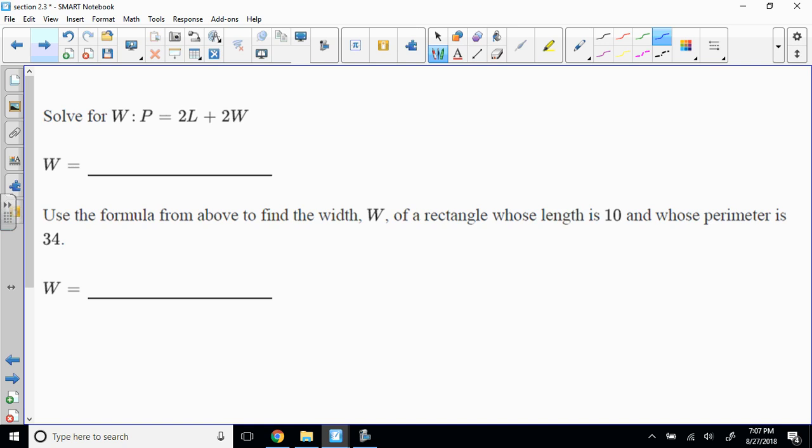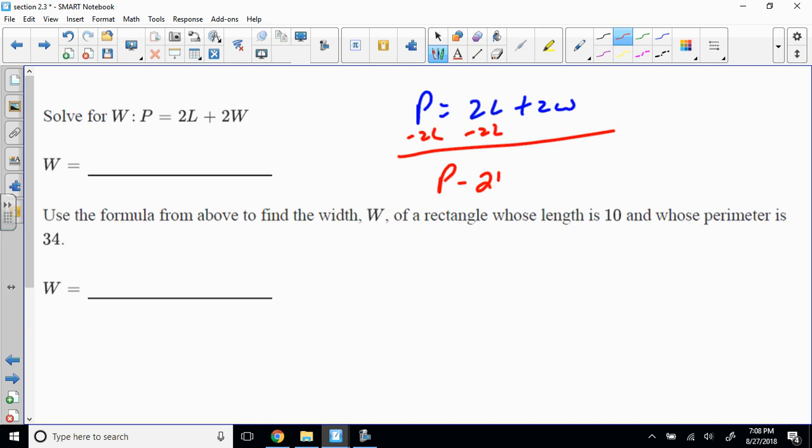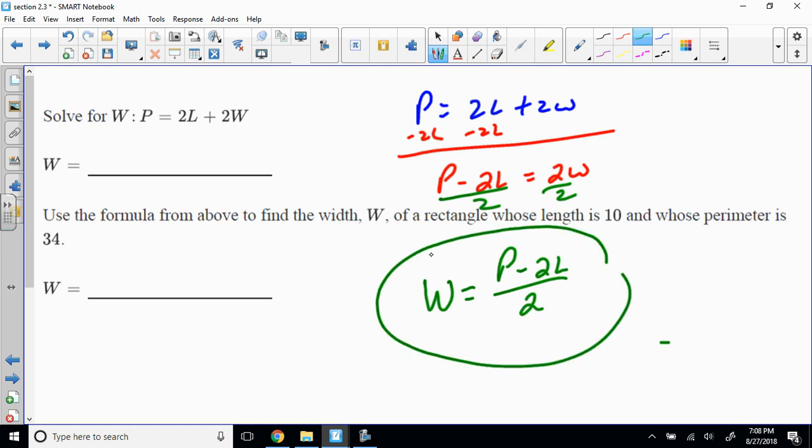All right. Solve for W: perimeter equals 2L plus 2W. So solving for W would leave us with what? Let's see. Perimeter equals 2L plus 2W, and if we subtract 2L, then we get P minus 2L equals 2W. And then, of course, we'll divide everything by 2. So W equals P minus 2L divided by 2, right? So this satisfies that little bit, right?